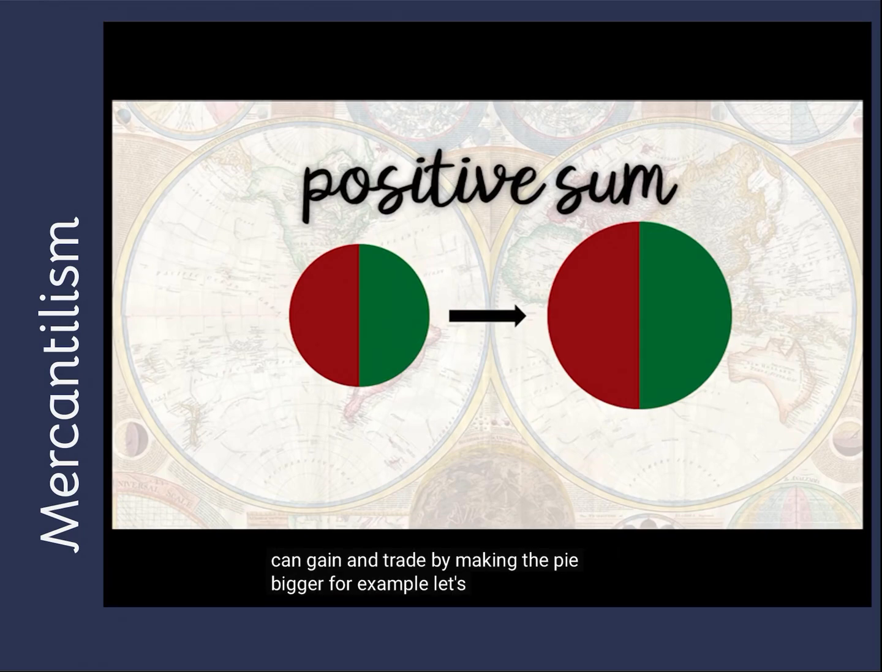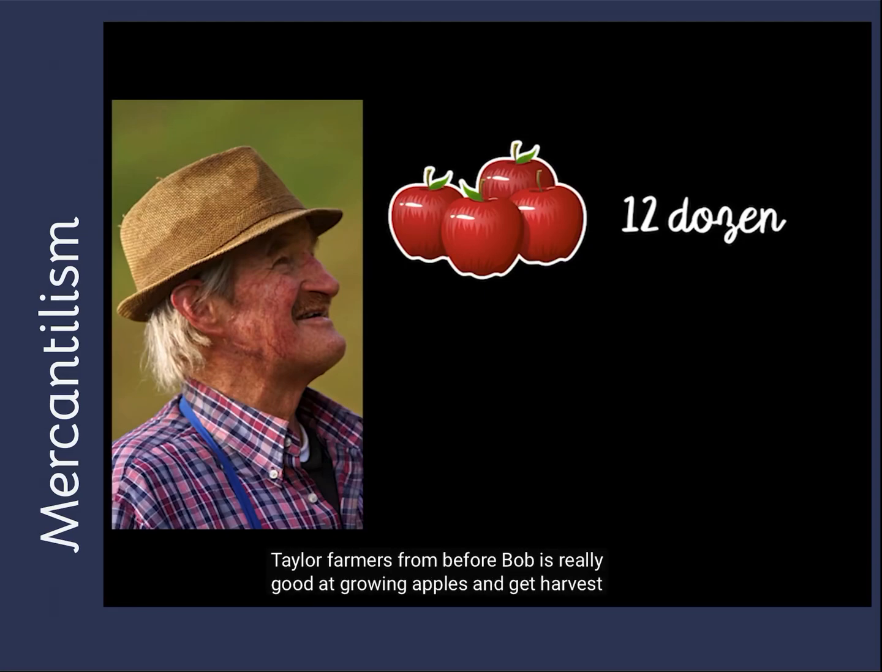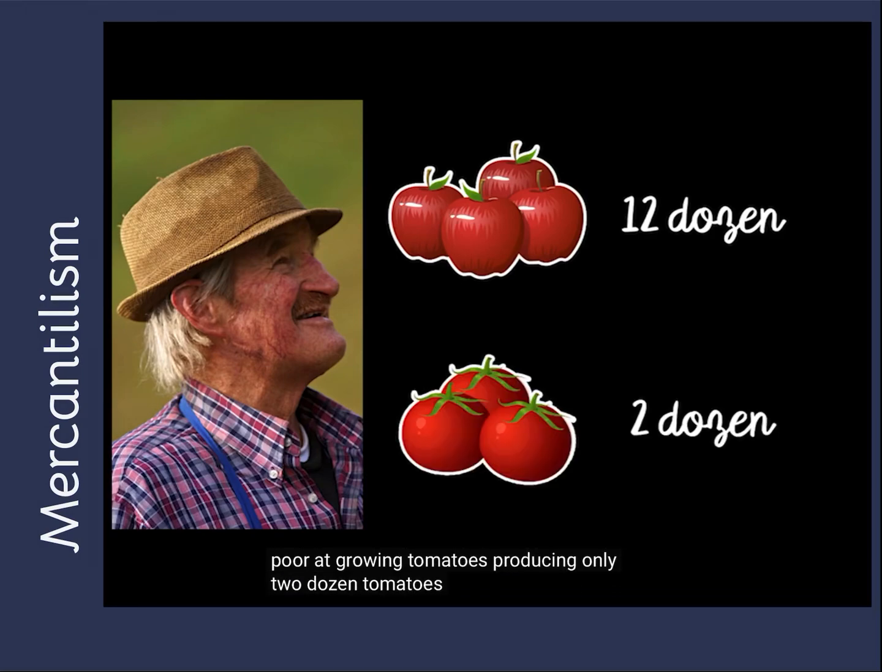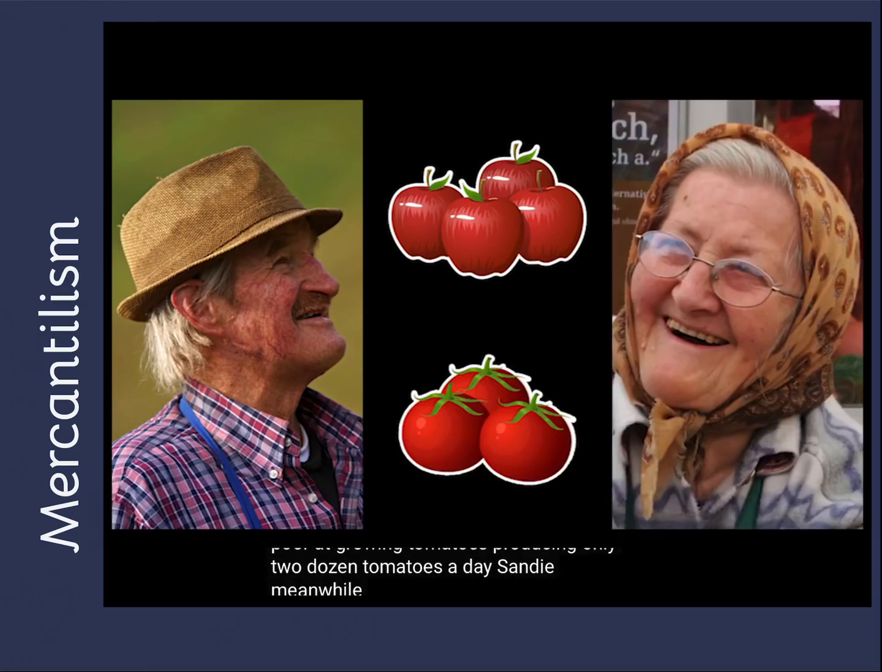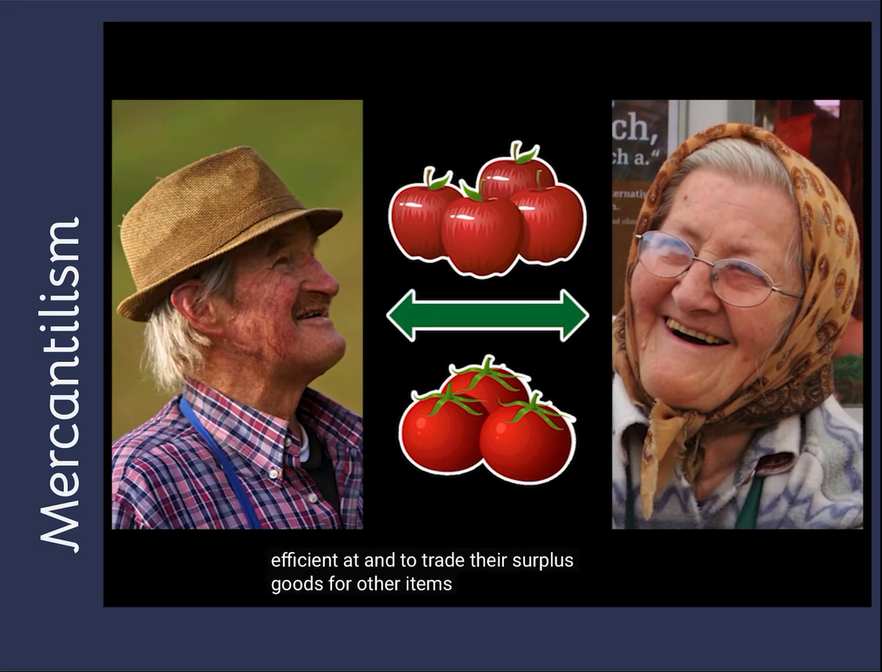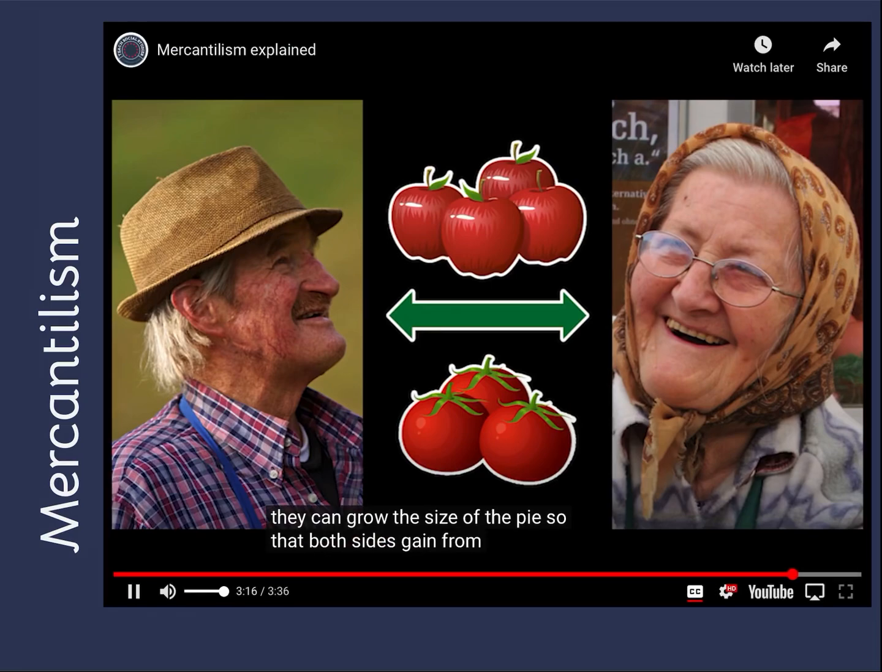For example, let's think back to our farmers from before. Bob is really good at growing apples and can harvest 12 dozen apples a day. However, Bob is poor at growing tomatoes, producing only 2 dozen tomatoes a day. Sandy, meanwhile, can grow tomatoes really well, but is poor at growing apples. It makes perfect sense for the two of them to focus their efforts on what they are efficient at and to trade their surplus goods for other items that they need. By specializing in one crop and trading, they can grow the size of the pie so that both sides gain from their trade.